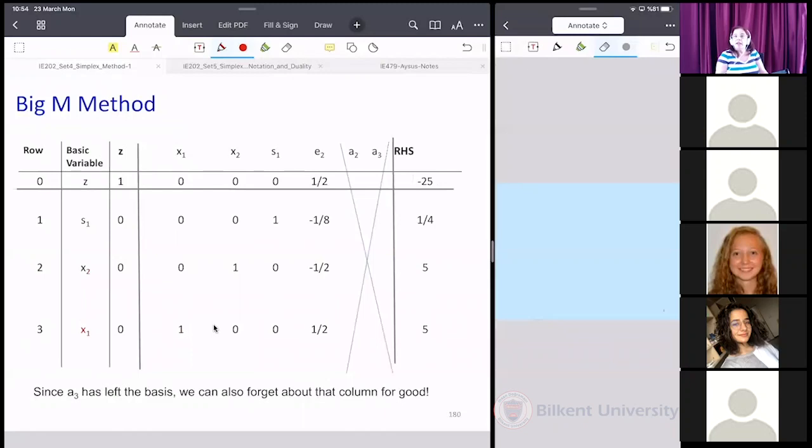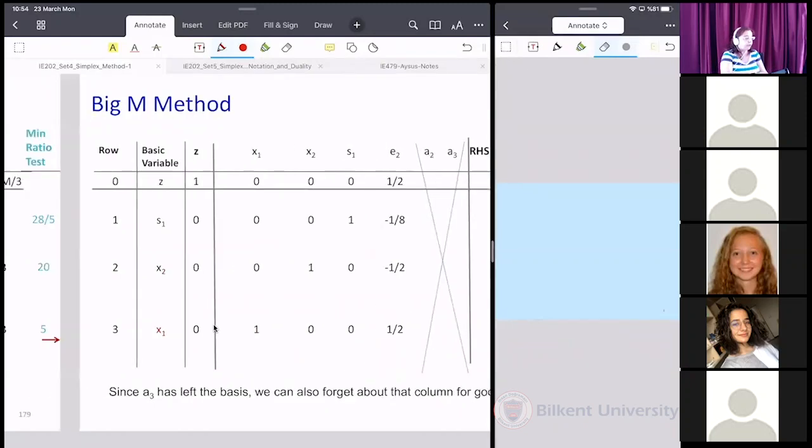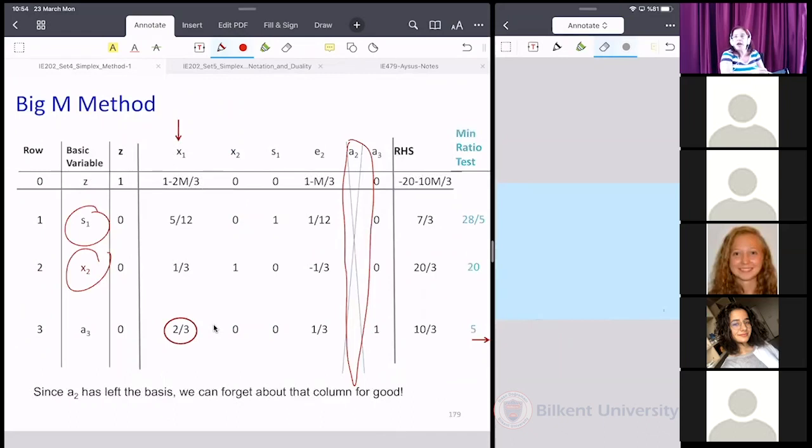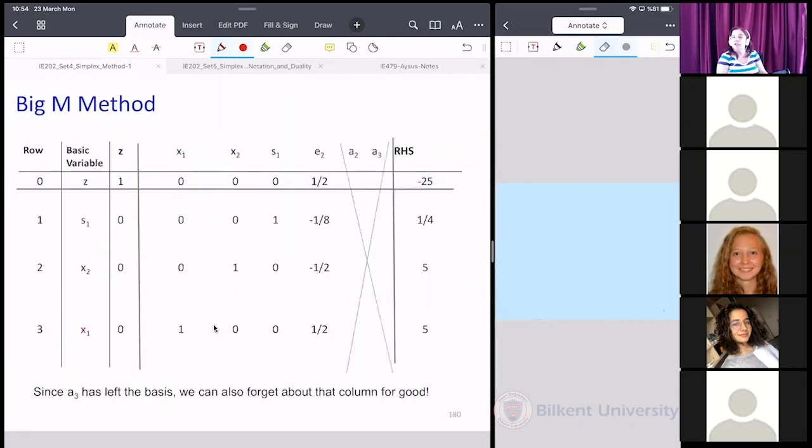Let's see. Now both of the artificials are out of the basis, and be careful, in the previous iteration, I did see M's again in my row 0, including this guy, right? But now in my next table, once artificials are out of my basis, M's are also out of my row 0, okay? Be careful with that. I'm done with all those M's. Fine, great. All those artificials are out now.